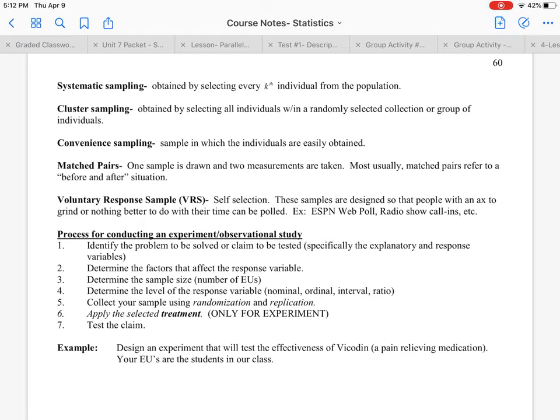Systematic sample. That's when you select every kth individual from the population. This one you got to kind of imagine, but you take everybody in our class, 30 whatever people, line them up, and you have them count off, right? Count off, let's see, there's 30 people, so we'll say five.